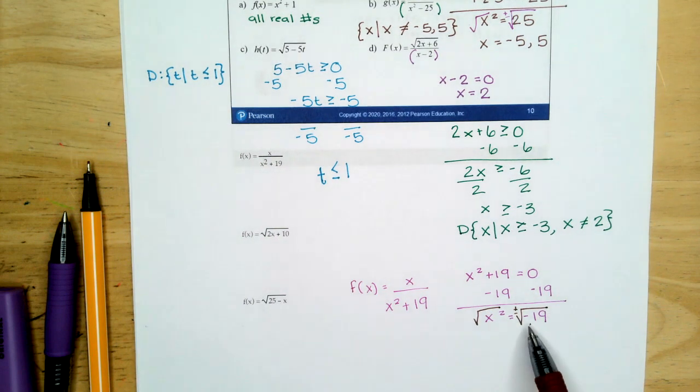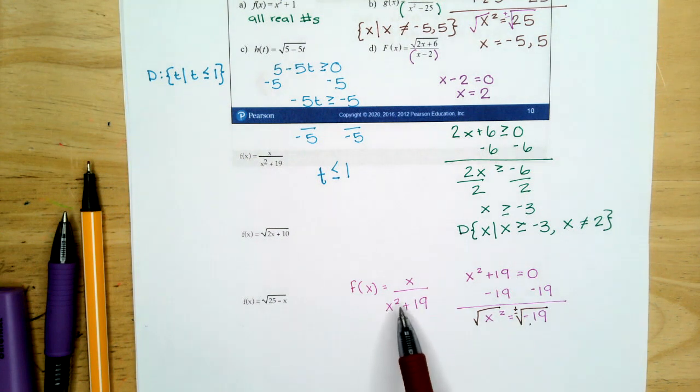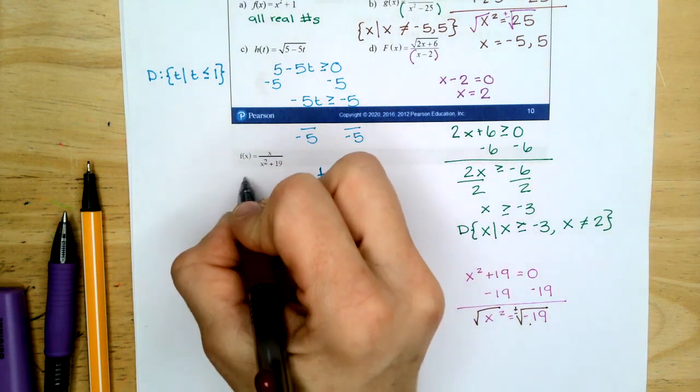We're not talking about imaginary numbers, right? We're trying to prevent this. And in trying to solve for x, we found it. So there is no number that I can square and add 19 to it and get a 0, right? So this is all real numbers.